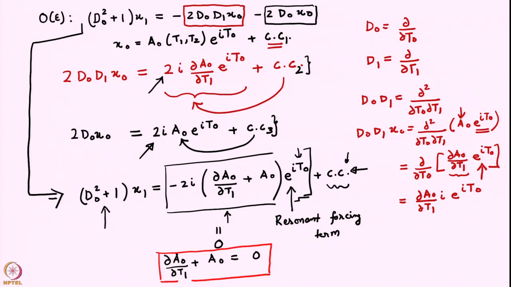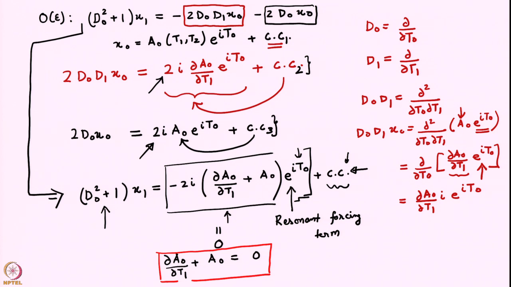At the next order, where we expect some effect of damping to show up, we had found that we have an inhomogeneous ordinary differential equation. The right hand side has a term which is proportional to e to the power i T0, that is a resonant forcing term, and in order to prevent appearance of secular terms, we need to eliminate that term. That in turn gave us an equation for the amplitude A0.